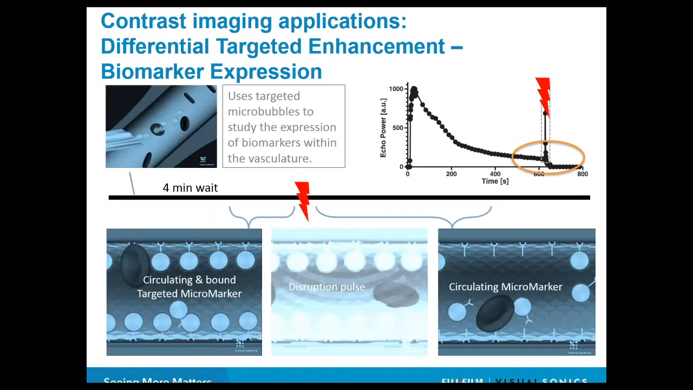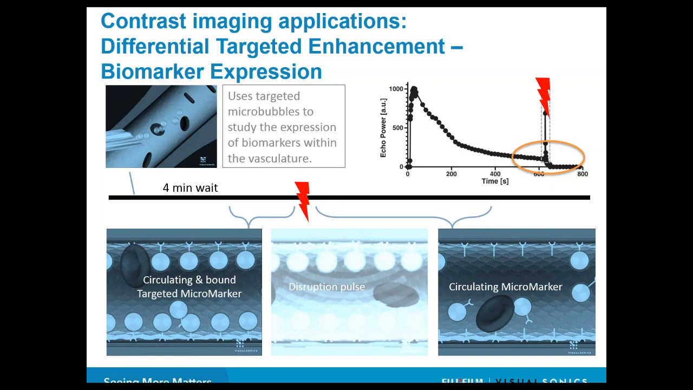We inject our targeted contrast agent and we wait about 4 minutes. This gives the microbubbles time to find and bind to the target that you want to analyze within the vasculature. And after about 4 minutes, we would start imaging. And in this case, we are imaging the circulating and the bound targeted MicroMarker.